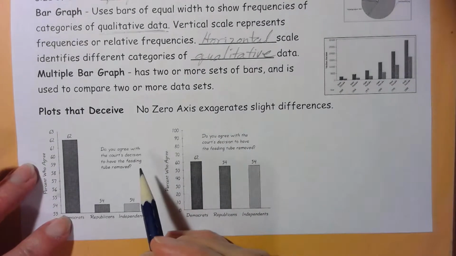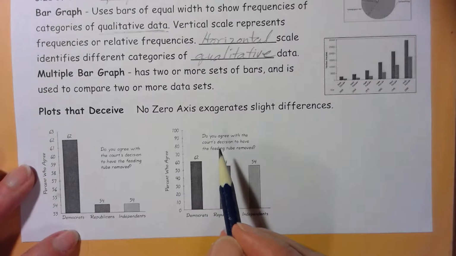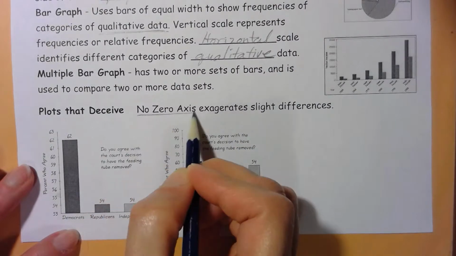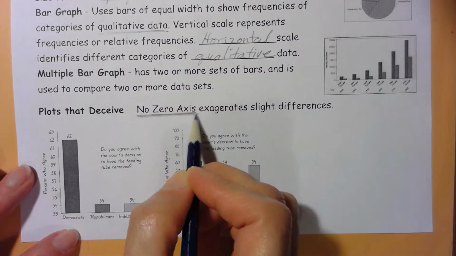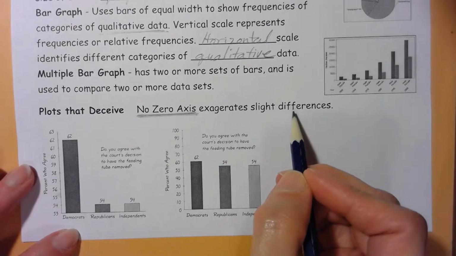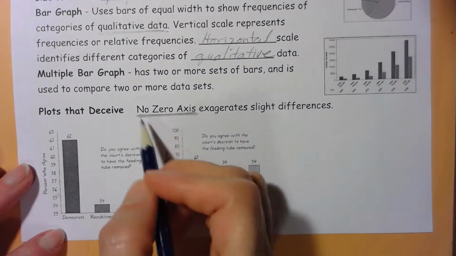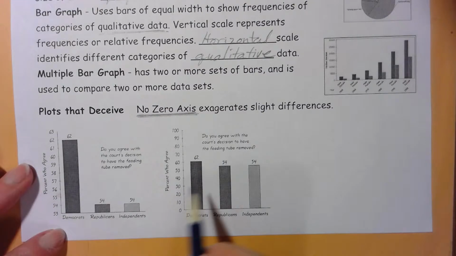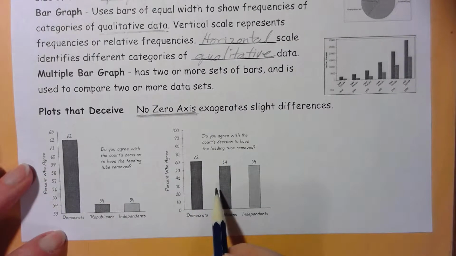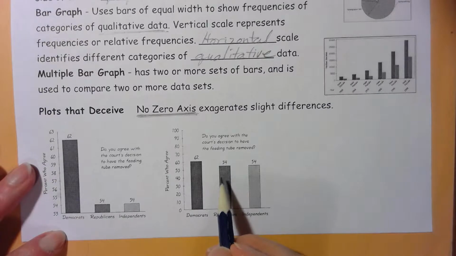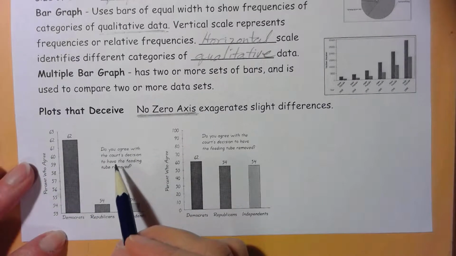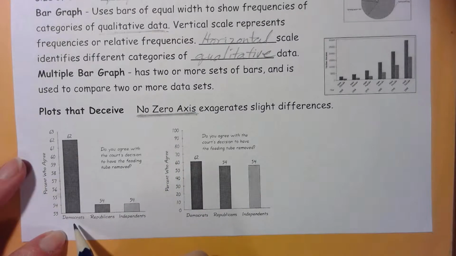Okay, the other thing that we need to go ahead and take a look at are the plots that deceive. So the first thing that I want to point out is a no zero axis is going to exaggerate the slight differences. So what do we mean by no zero axis? When we look at these two bar graphs here, we can see that they're really depicting the same information, but this one is only a partial graph. The question is, do you agree with the court's decision to have feeding tube removed? We're looking at the responses from Democrats, Republicans, and Independents.